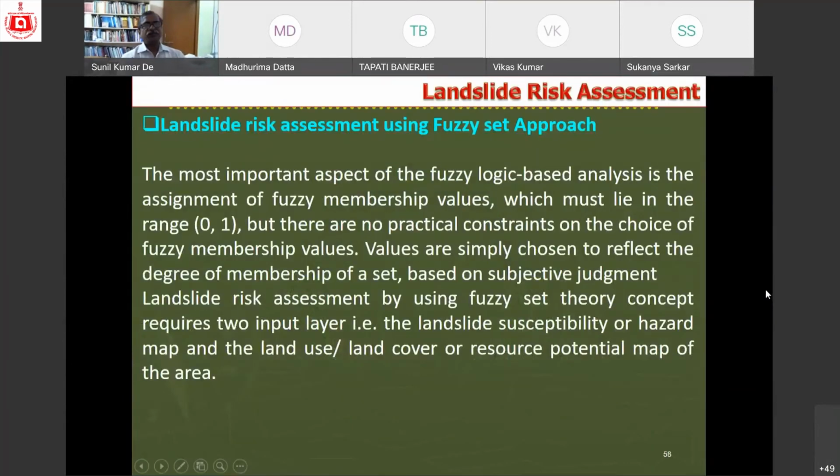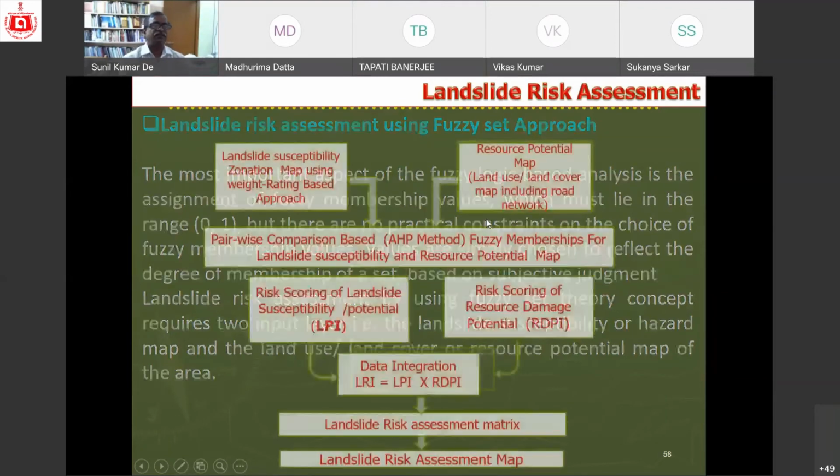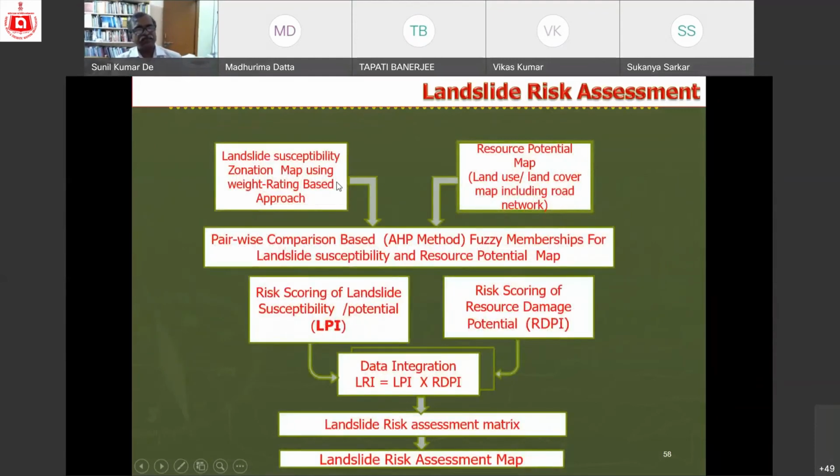Now, when we are going to assess the risk, there are different approaches. We have considered this fuzzy set approach in this case. It is the most important aspect of fuzzy logic-based analysis of the fuzzy membership values, and all these things we will see. The steps are, firstly, we'll have to prepare the susceptibility zone and resource potential map. Then we'll have to do pairwise comparison using the analytical hierarchy process method, and fuzzy membership for landslide susceptibility and resource potential map. I will show afterwards.